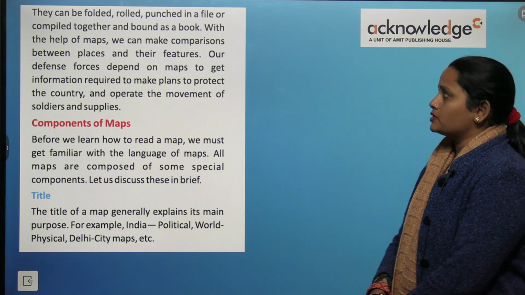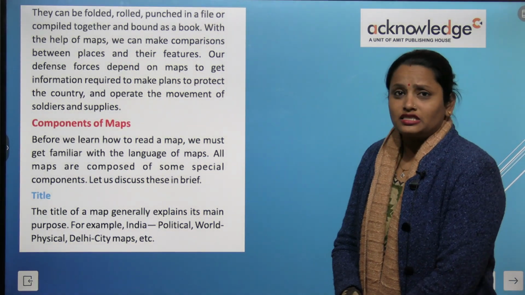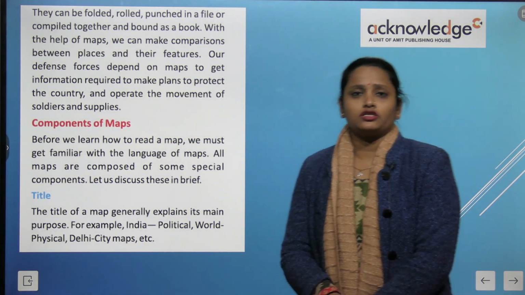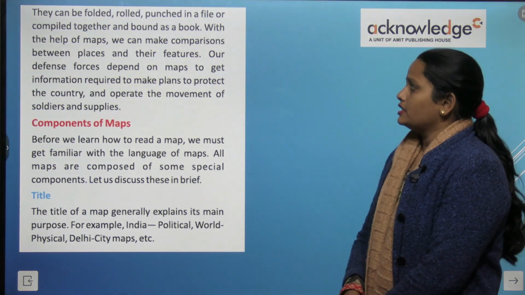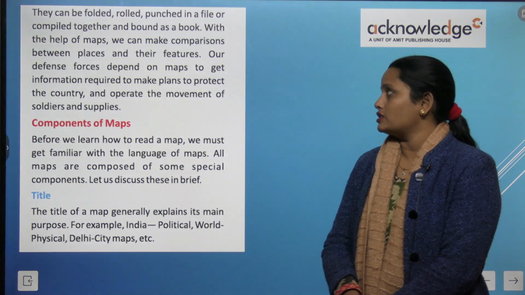With the help of maps, we can make comparison between places and their features. मैप की मदद से हम किसी भी 2 जगहों के बीच में कंपैरिजन कर सकते हैं, उनके फीचर्स को डिस्क्राइब किया जा सकता है.